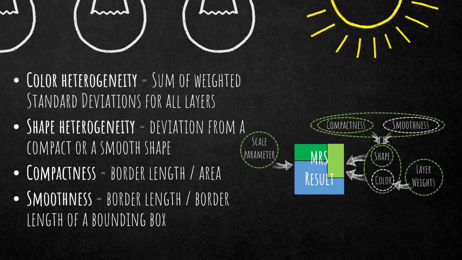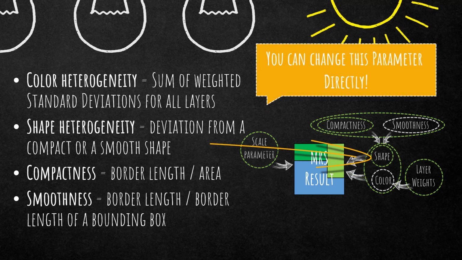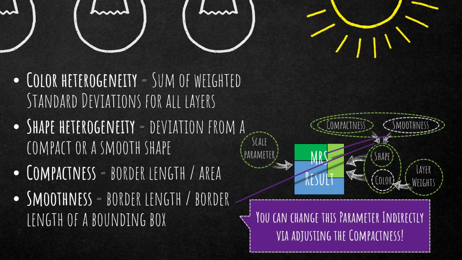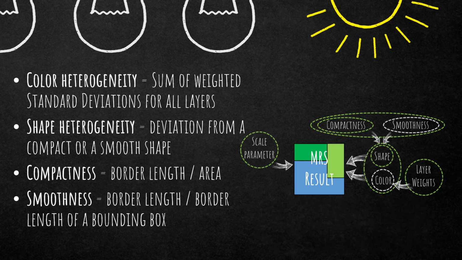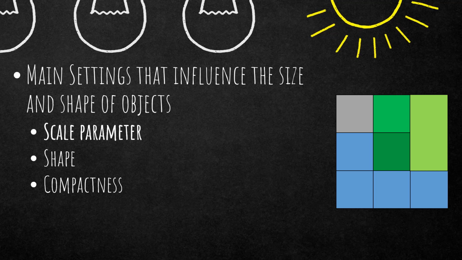Here we have a few definitions that might be helpful for this video. So first of all, the color heterogeneity. This is the sum of weighted standard deviations for all layers. Shape heterogeneity, on the other hand, is the deviation from a compact or a smooth shape. The compactness is the border length divided by the area, whereas smoothness is the border length divided by the border length of a bounding box. So just keep that in mind, or you can also go back in the video to check these definitions. We're gonna continue with the main settings that influence the size and shape of objects. So we have scale parameter, shape, and compactness.